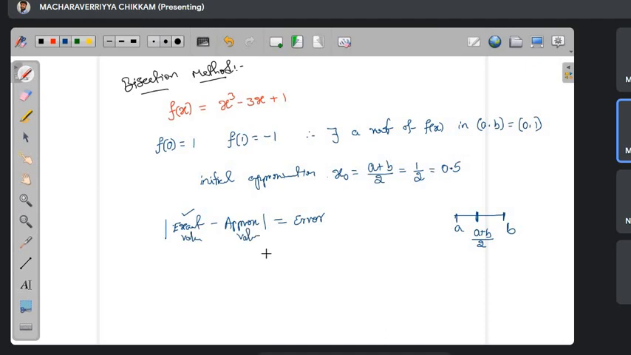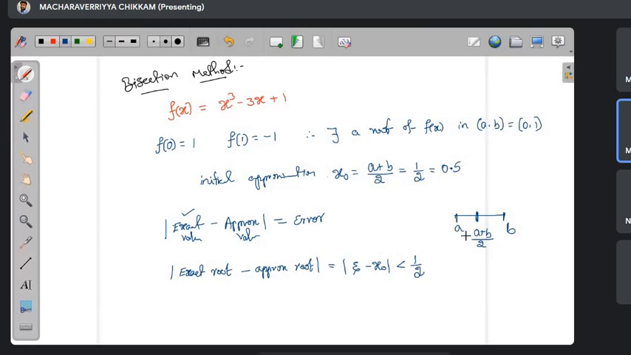So now how do we estimate the error? What I know is the maximum distance between the root and the approximated root. So here, all I can say is, the distance between the exact root, assume the exact root is I, and the approximated root x naught, the maximum distance is 1 by 2.